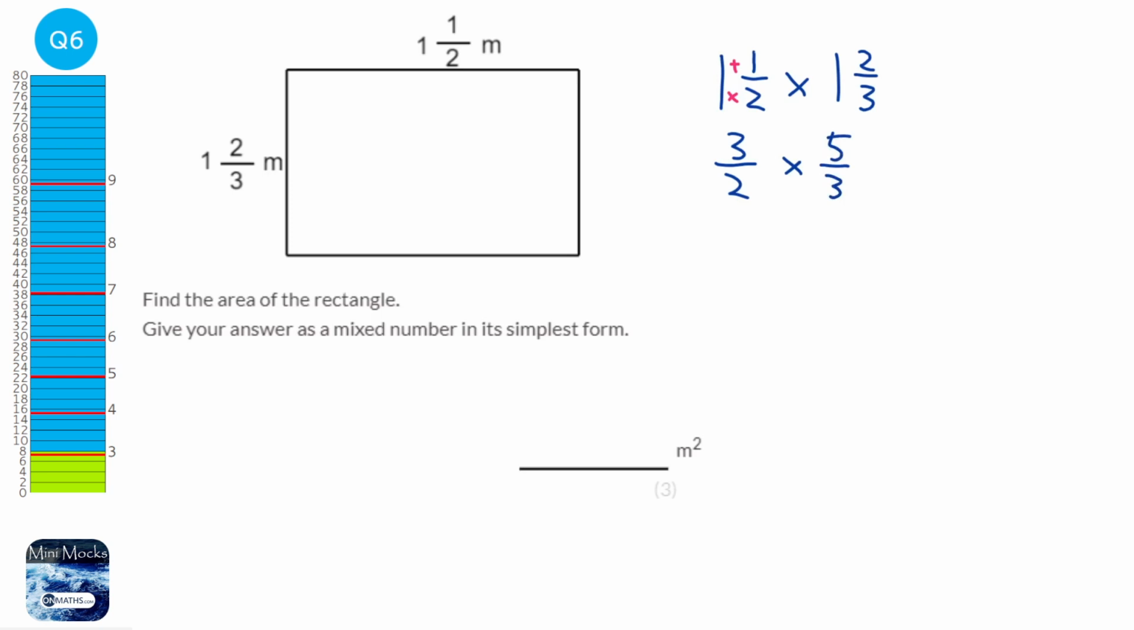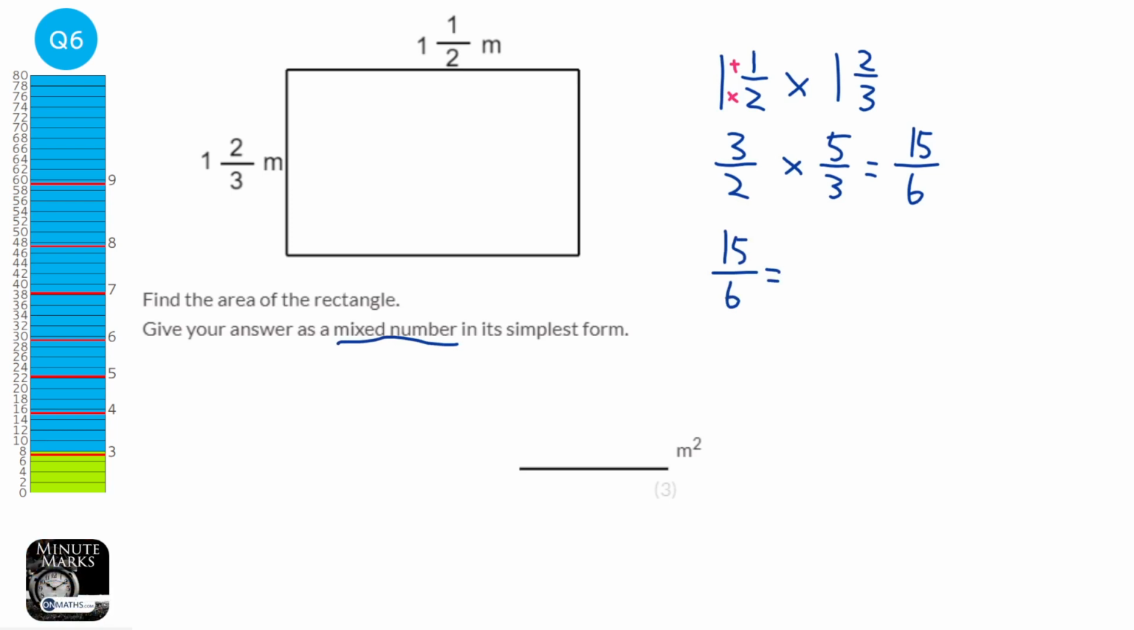Now we don't need to get the denominator the same, we're multiplying. All we do now, really easily, is just multiply the tops and multiply the bottoms. So we've got to convert 15 over 6 into a mixed number because it asks for a mixed number.